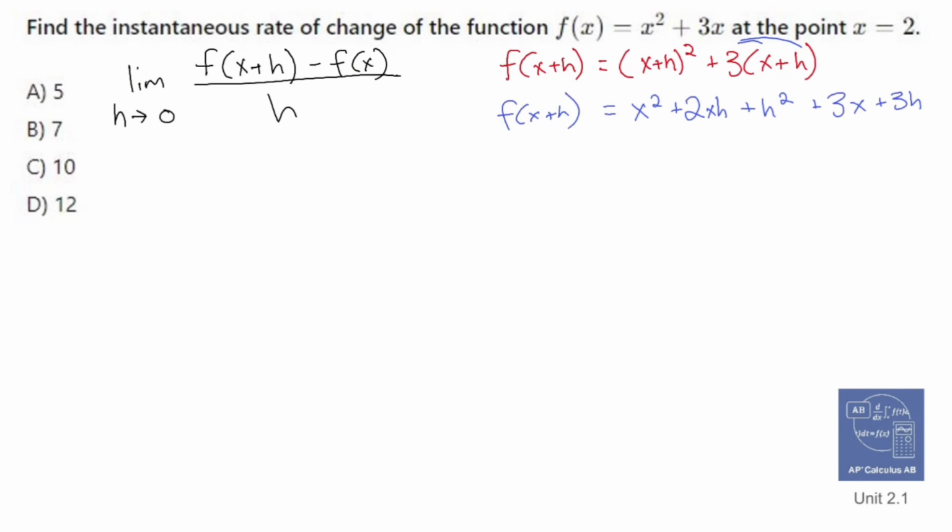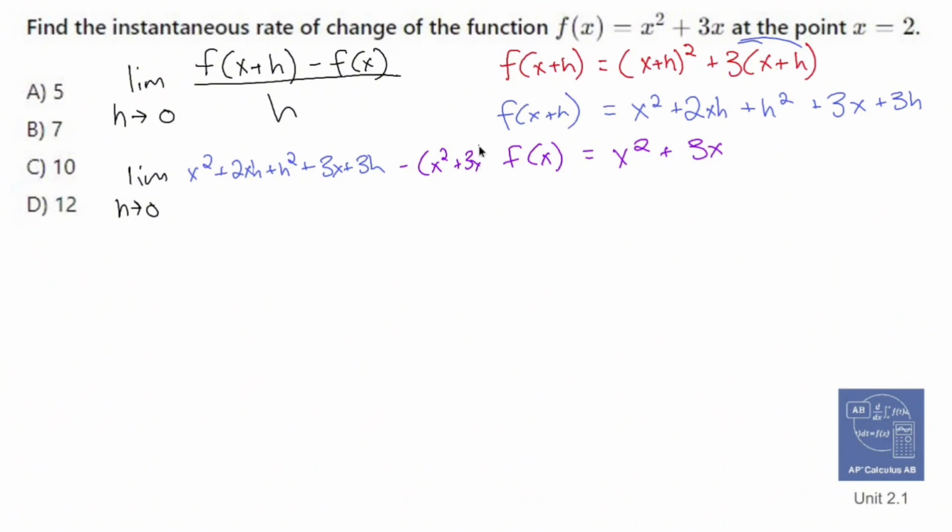You now also have regular old f of x, which I'm just going to rewrite, x squared plus 3x. Now that I have these two, I can go back to the formula and plug stuff in. So the limit as h approaches 0 of f of x plus h is going to be what I have here in blue, x squared plus 2xh plus h squared plus 3x plus 3h, minus f of x, so minus parentheses x squared plus 3x. And that's all going to be over h.